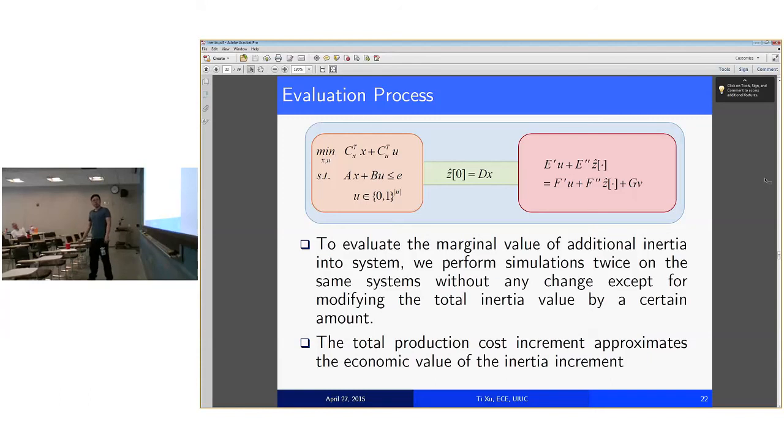To find the economic value of the inertia, I run the simulation without any additional inertia. Then I run the simulation with additional inertia by a certain amount, like 0.1 second. I compare the production cost of the unit commitment. The total production cost increment approximates the economic value of the inertia services. But that is not the price of inertia. It just represents that if I can introduce that part of inertia, it will reduce the total production cost. And that means we can use that much money, maybe partially, to pay for the inertia services.